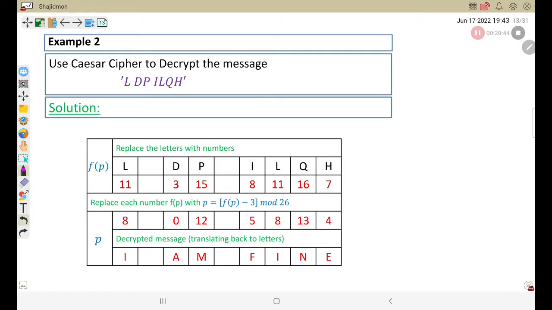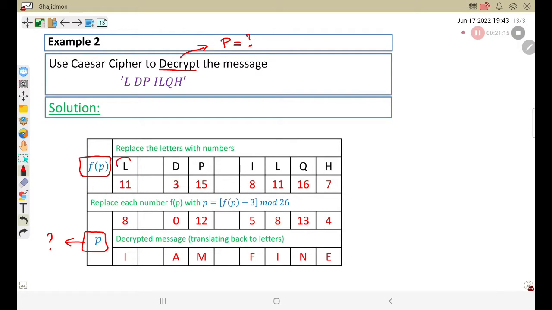Okay, now we will go to one example, the decryption part. Example 2: use the Caesar cipher to decrypt LDPILQH. What is the meaning of decrypt? We need to calculate the plain text, the original message. So first we are doing the f of p part. We need to calculate P, the plain text. F of p is given, the coded message is given.